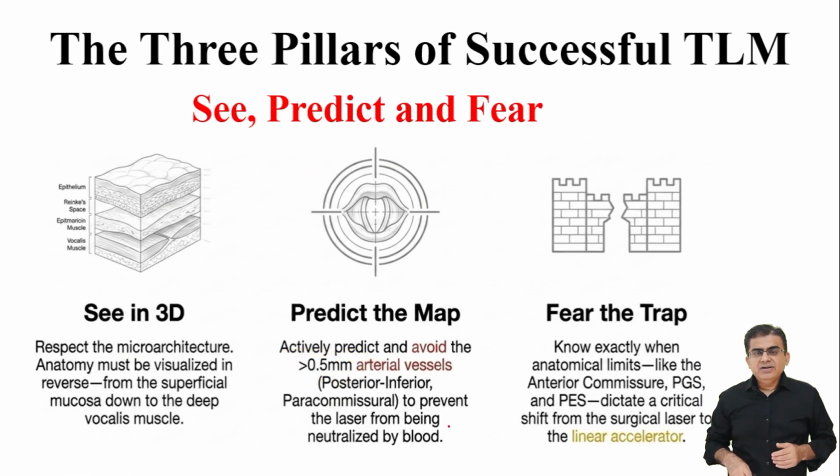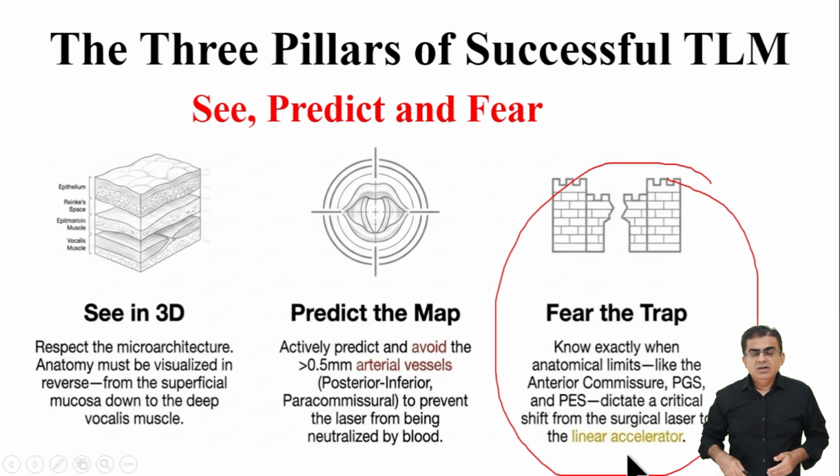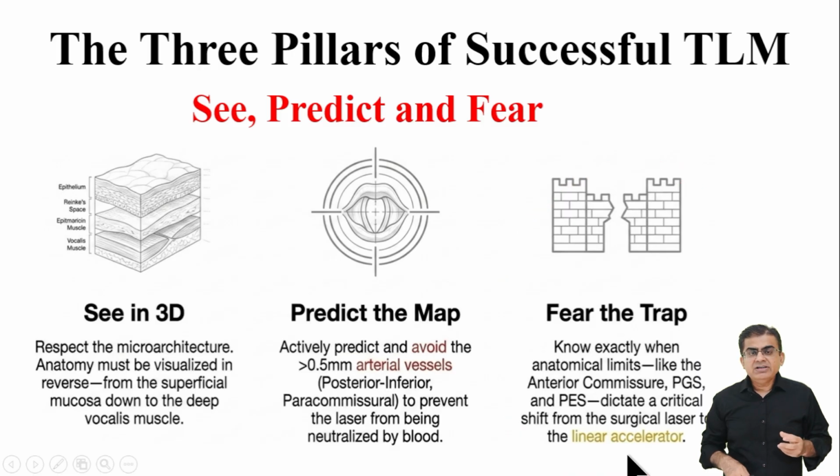Finally, you must deeply fear the anatomical traps. You must know exactly when a tumor breaches the anterior commissure or deep fat-filled spaces. These hidden escape routes dictate a critical clinical shift. They tell us exactly when to move away from surgical laser and defer to the linear accelerator. By mastering this exact spatial awareness, we can perfectly tailor our treatment for every single patient.